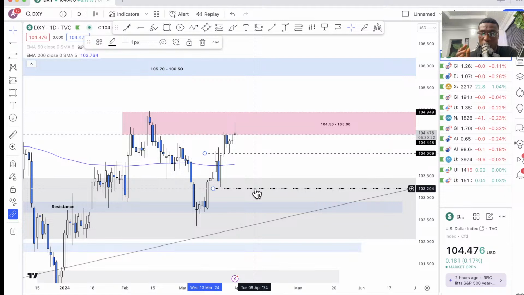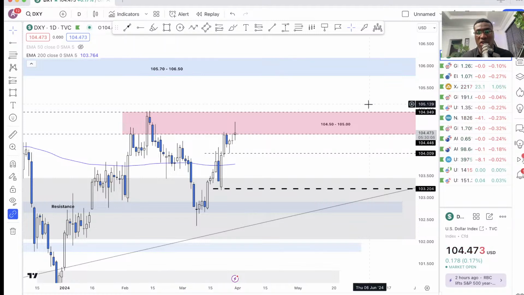But we're not trading the dollar index. It's not paired with any currency. We're only using the dollar index to see the strength or weakness of the dollar. And we can now go over to currency pairs like GBP USD, Euro USD to trade the strength or weakness of the dollar index.